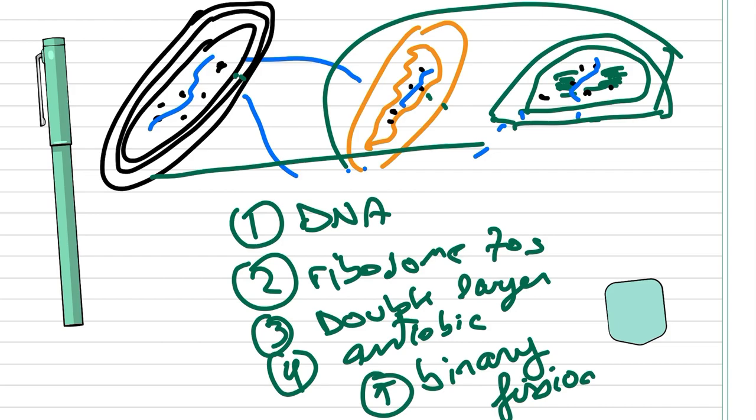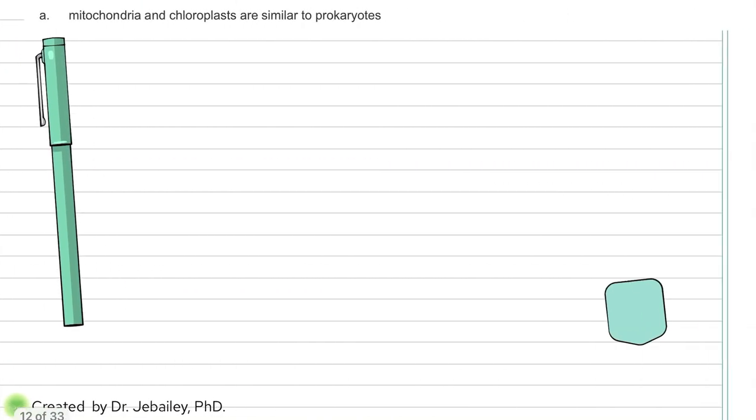So now that you have a refresher of what endosymbiosis theory is, let's look at its mark scheme. So the first thing the mark scheme says here, mitochondria and chloroplasts are similar to prokaryotic.